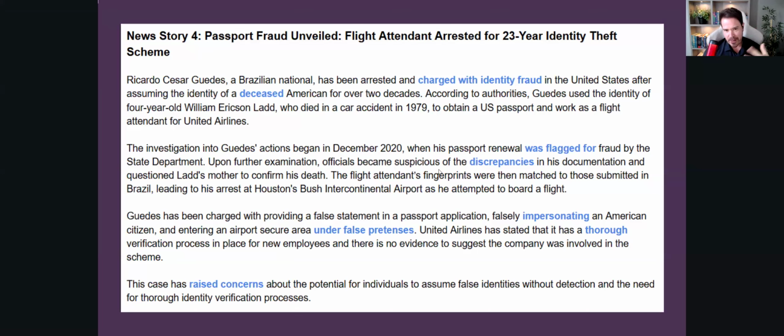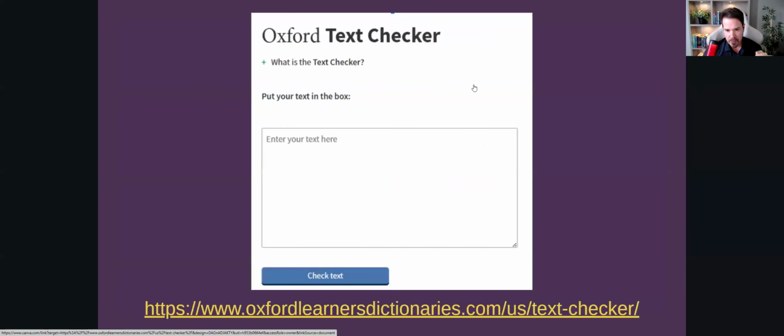Because as you know, some words are labeled, right? This is a C1 level word, this is a C2 level word, this is a more advanced word. Oxford has a tool called Oxford Text Checker. I use this one pretty much every month. I used to use it even more often. You have the link here. When I share the presentation with you, all you need to do is click, and you're going to have access to it. It's 100% free.